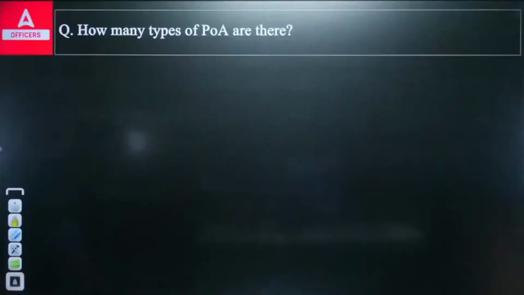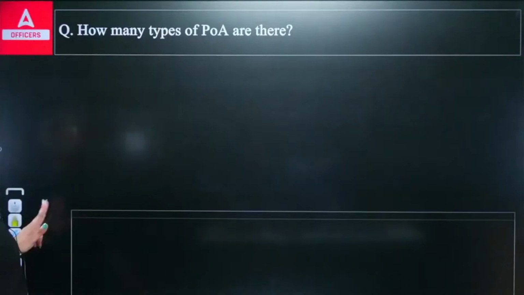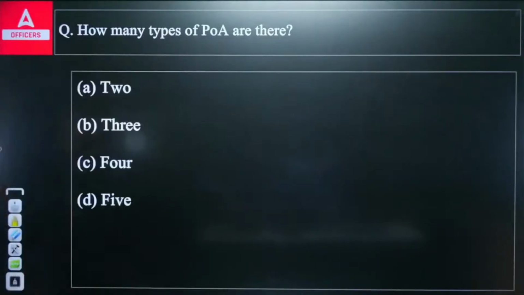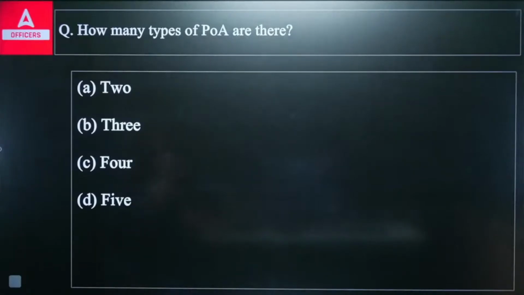Before starting the first question: how many types of power of attorney are there? A power of attorney is a document executed by one person, called the donor or principal, in favor of another person, called the donee or agent, to act on behalf of the former as per the authority given in the power of attorney document.